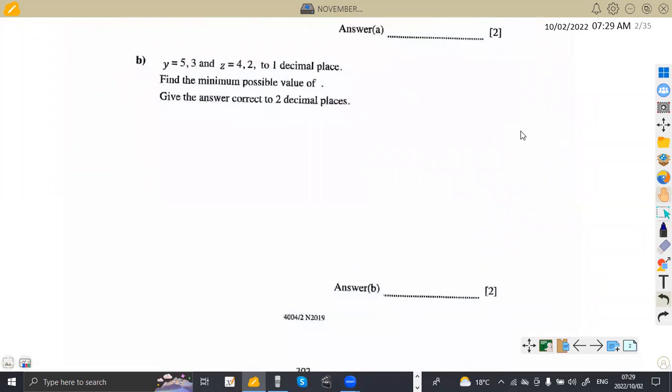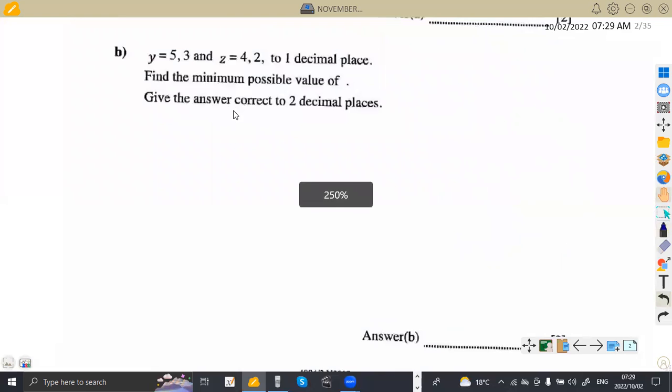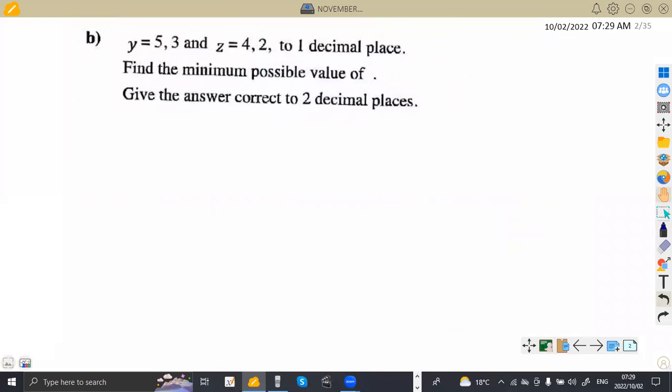Okay, the other part we are given is B, we are given the values of y and z to 1 decimal place, and we are asked to find the minimum possible value of, all right, what are we given? It was supposed to be the product, if I'm not mistaken. Okay, it was here, as you can see, guys, it was supposed to be y times z, the product of it, I think so. All right, to 2 decimal places. Okay, so this is what you're going to have. This was actually rounded to 1 decimal place.